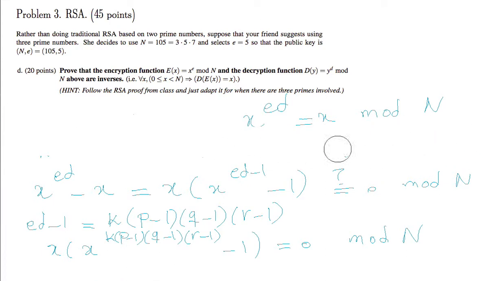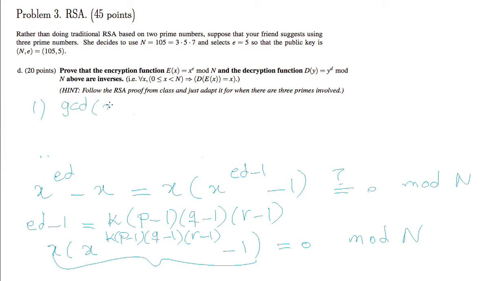In order to show this, I will show that all the three primes p, q, and r divide this number here. So I can show that p divides this number. Similarly, it can be proved for q and r. To show that p divides this number, I consider two cases. The first case is that GCD of x and p is 1.